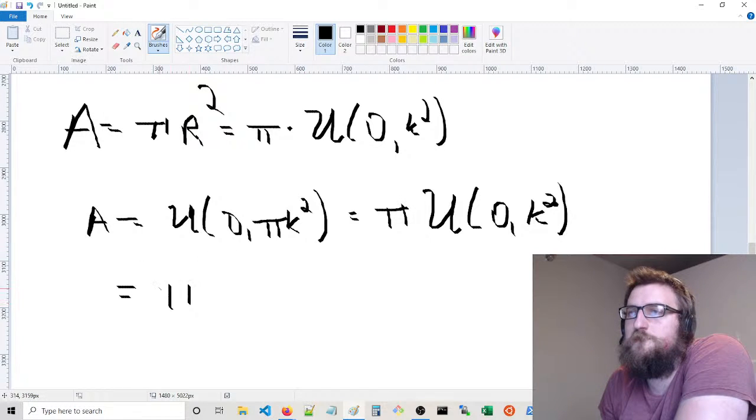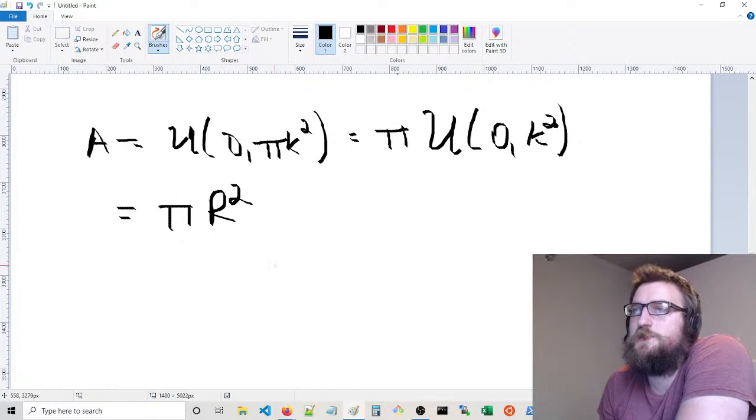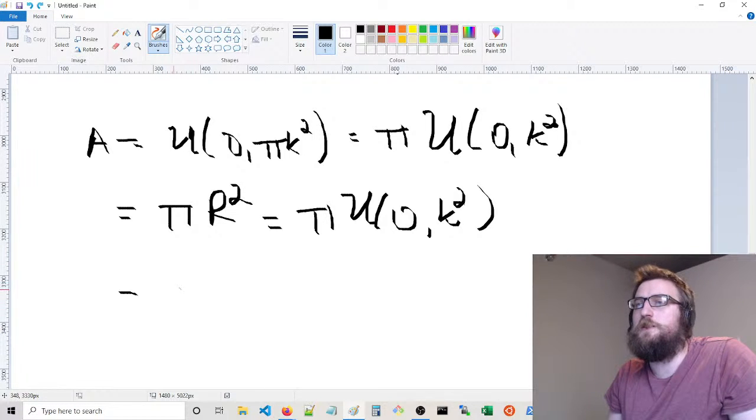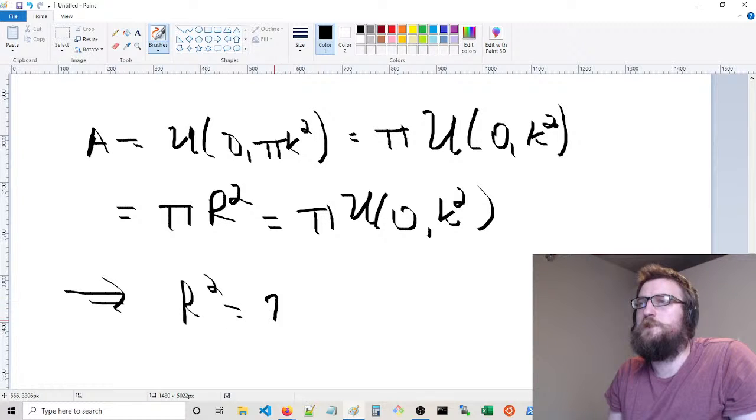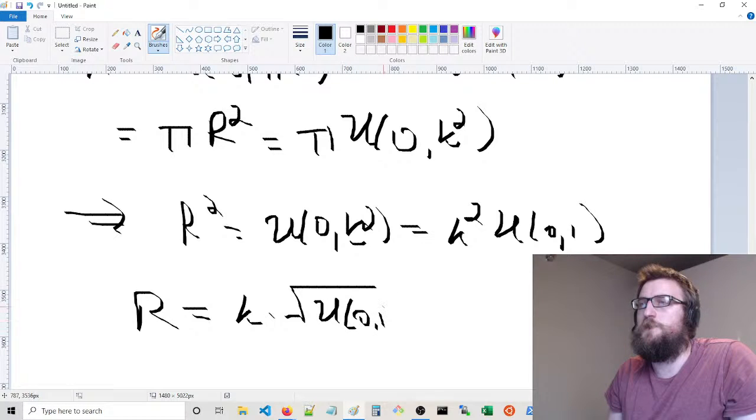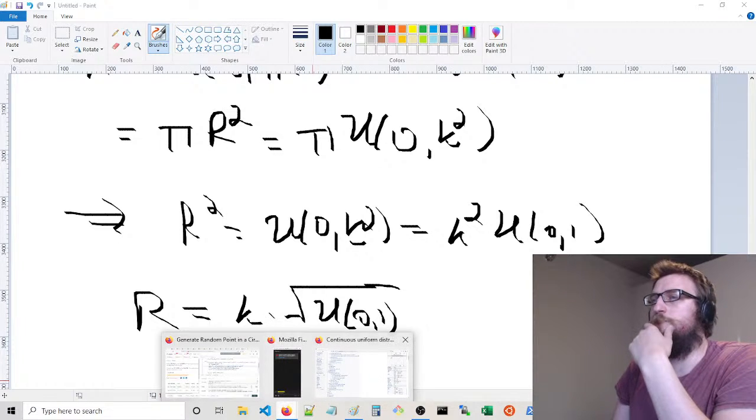And this is equal to pi r squared, where r is the random variable of the radius, which then leads you to r squared equals U(k squared), which is also just k squared U(0, 1). Then that gives you r as k times the square root of U(0, 1). Okay, that is super confusing, but I get it now.